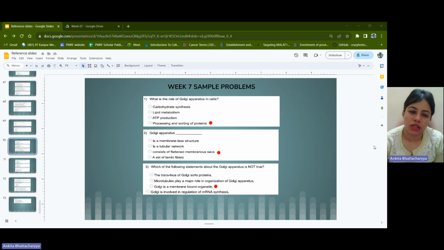I think I marked it incorrectly, probably. Yeah, it's incorrectly marked. I'll shift it right now.